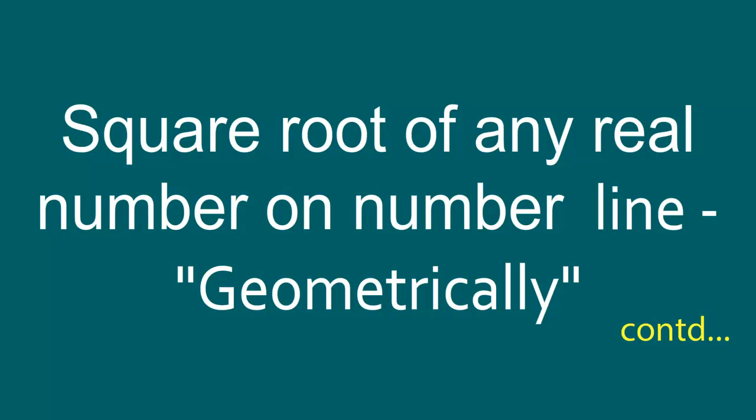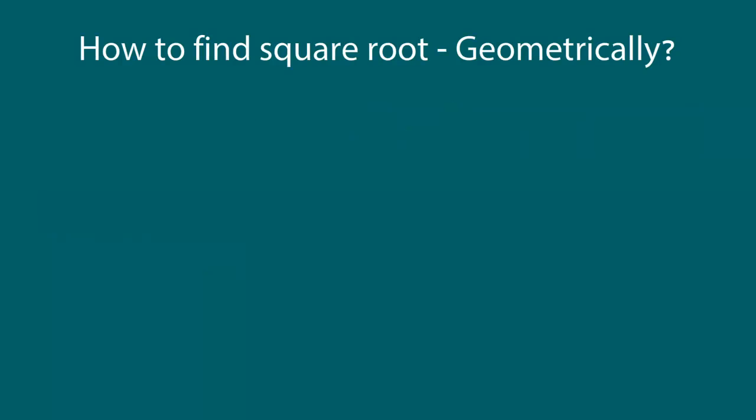Square root of any real number on the number line. How do we find out geometrically? In the last video, we have learned that there are four simple steps. If we follow these four simple steps, then we can get any square root x, where x is a real number. We can find out the measure.